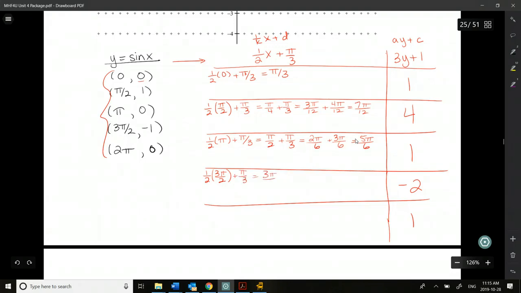We'll get 3 pi over 4 plus pi over 3. Again, I think the common denominator here is 12 for each of these. So I'm going to multiply the left side by 3 on top and bottom. We'll get 9 pi over 12. And the right side by 4 on top and bottom. So when we add here, we'll get 13 pi over 12.